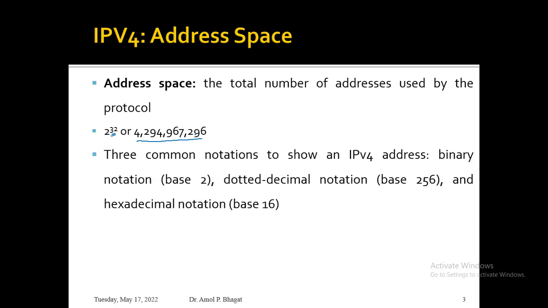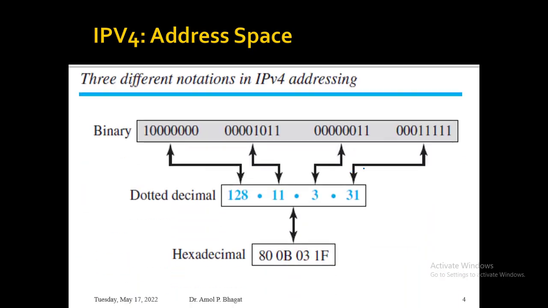There are three common notations which can be used to show an IP version 4 address. The first one is the binary notation, which has base 2. The second one is the dotted decimal notation, which has base 256, and the third one is the hexadecimal notation, which has base 16. Let's see how these notations are used to indicate an IP version 4 address. In this diagram, these three different notations are used. The first one is the binary notation.